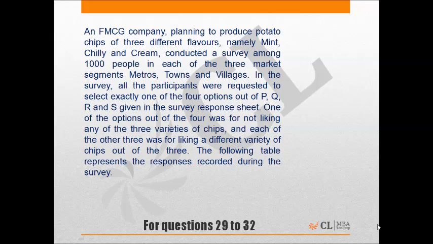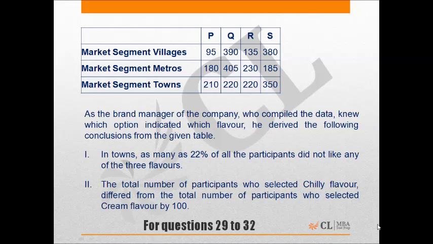One of the options out of the four was for not liking any of the three varieties of chips. It means one out of the four stands for not liking any of the three varieties of chips, and each of the other three was for liking a different variety of chips out of the three. It means the remaining three, except the one which stands for liking none of the three, stands for exactly one out of the three flavors of chips. The following table represents the responses recorded during the survey.